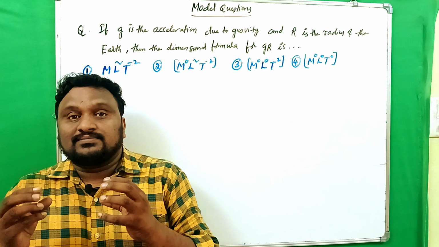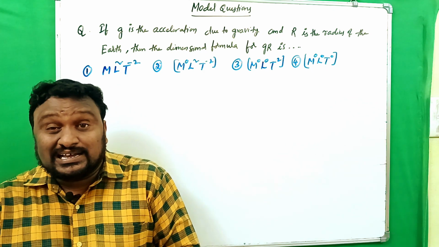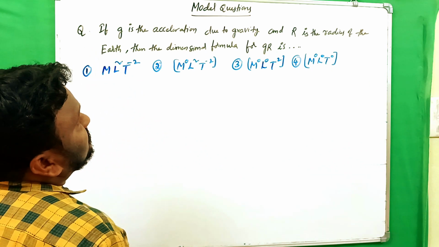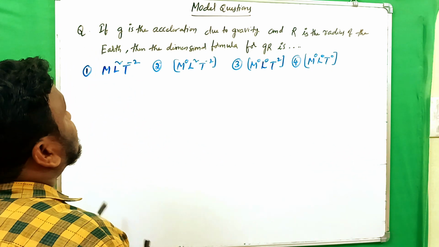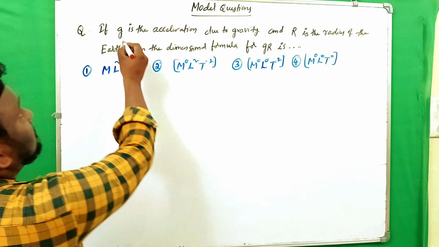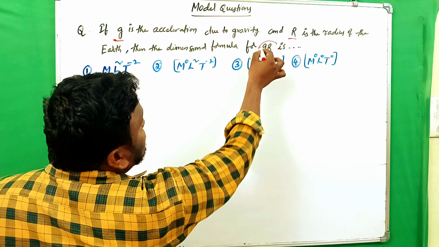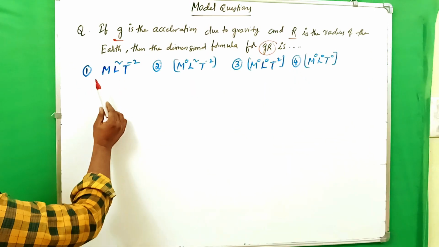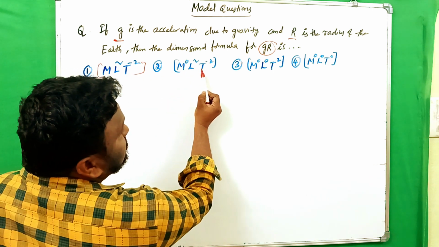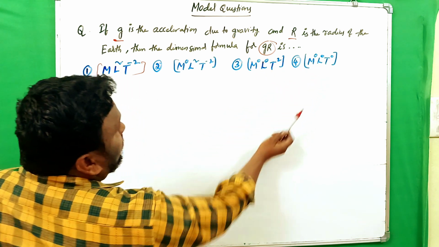Now let's discuss some model questions, the types of questions that are going to be asked in the examinations. If G is the acceleration due to gravity and R is the radius of the earth, then the dimension formula for GR is, options are given: M L square T inverse 2, M to the power of 0 L square T inverse 2, M to the power of 0 L to the power of 0 T square, and M to the power of 0 L to the power of 0 T to the power of 0.